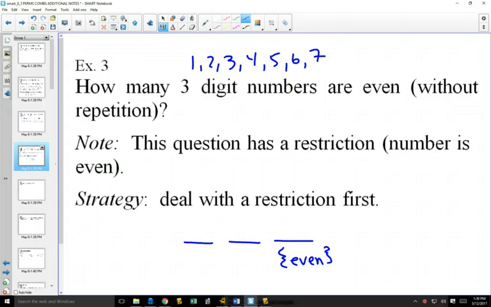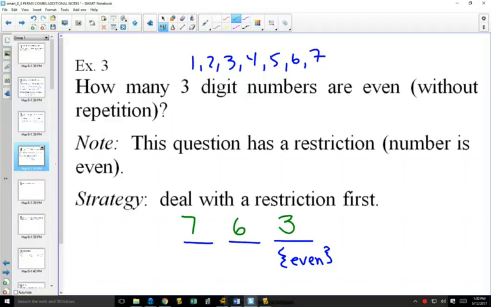Now, if you were thinking about this without knowing that you had to deal with the restriction first, if you looked at your first space, you'd say, how many choices do I have? I have 7 choices. And then my second space, I've used up 1. I now have 6 left. But then when I get to my third space, what number do I put into that even one? Well, how many even numbers are there? There's 3. So you might say, let's put a 3 there.